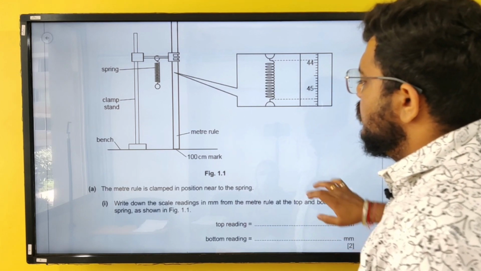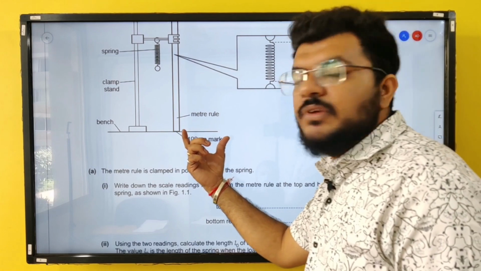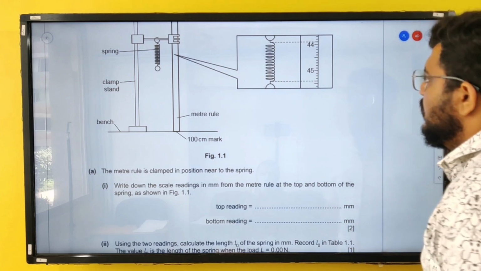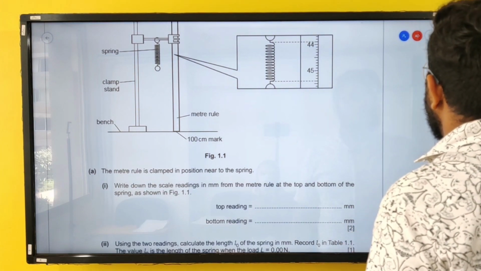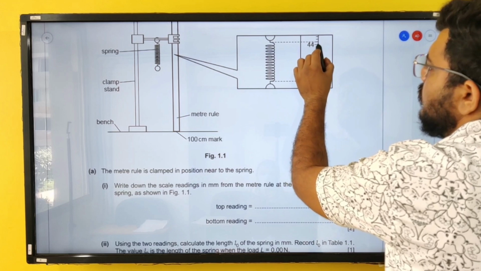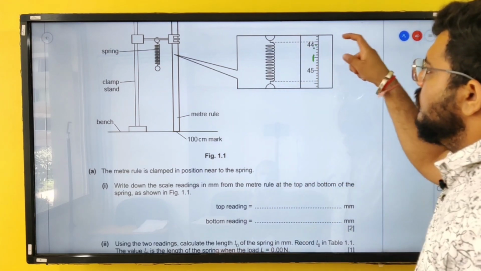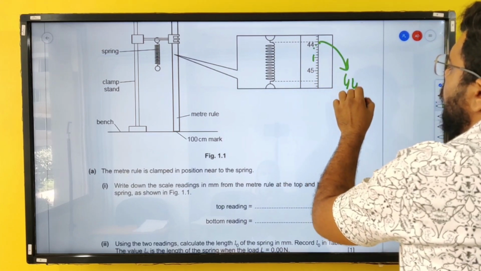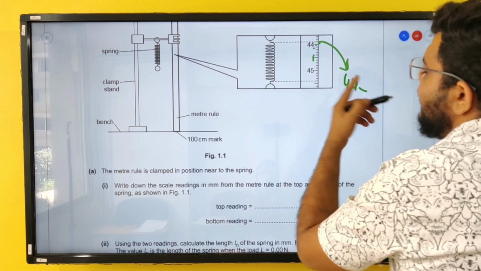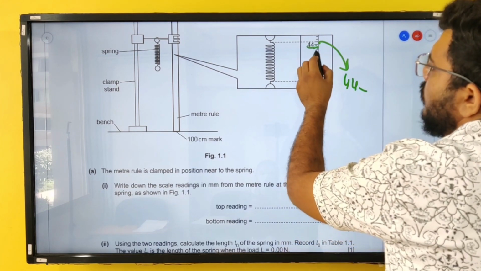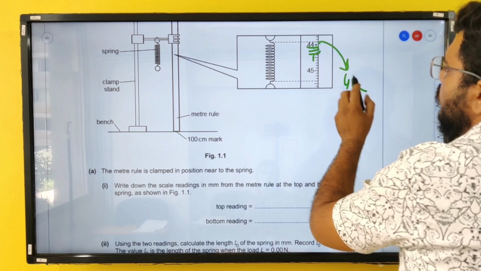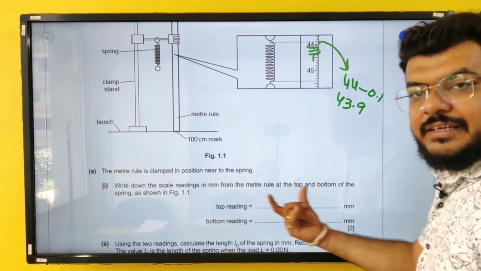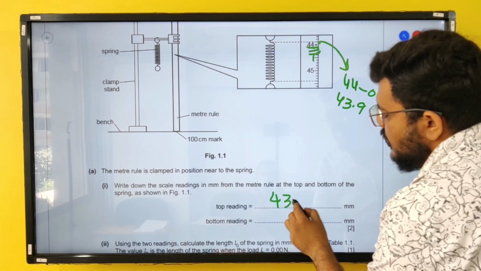So what we shall do is, see, it's a meter rule which has markings in centimeters, and we need answers in mm. So let's first notice this measurement. There are 10 divisions from 44 to 45, so this is 44.1, 44.2, 44.3, and so on. So minus 0.1, this will be 43.9. Writing it in mm, you should write 439.